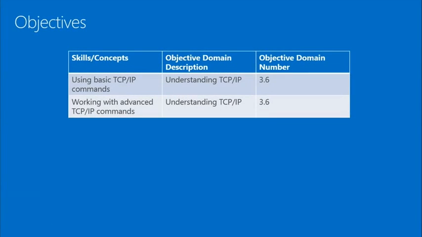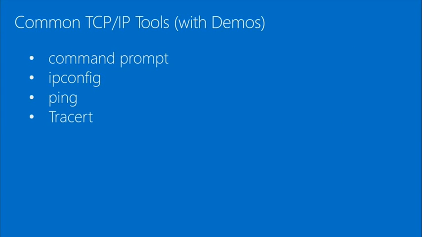Okay, let me use the command finger to advance the slides. There we go. So concepts that we're going to talk about: using basic TCP/IP commands and working with advanced TCP/IP commands. So basically we've talked about TCP/IP and how it is a protocol used for internet communication. As you set up TCP/IP, it's helpful to have tools to verify connectivity, to troubleshoot connectivity, to verify routes. These are some of the tools that we're going to talk about: the command prompt, ipconfig, ping, and traceroute.